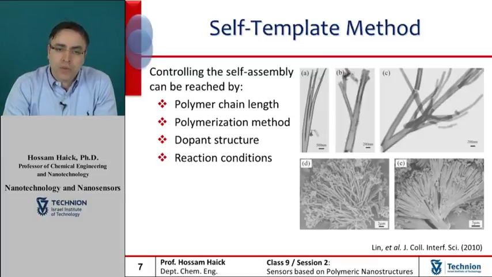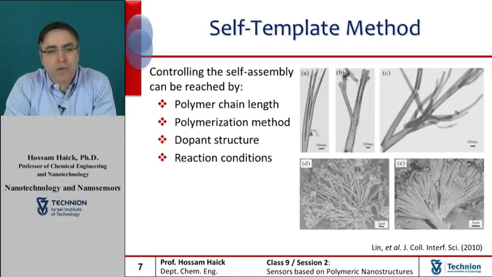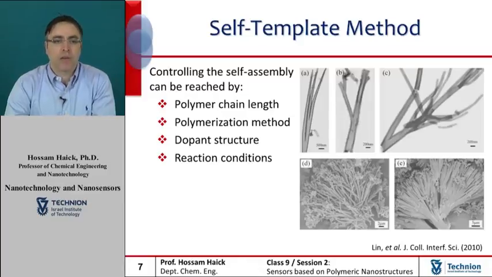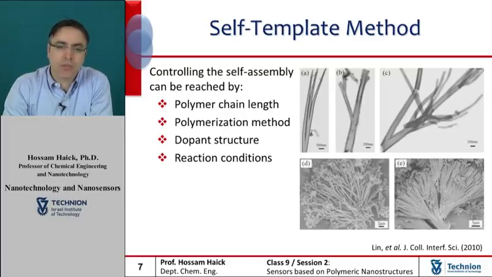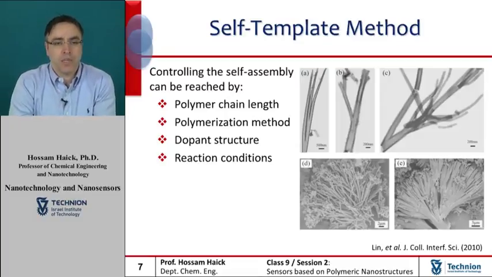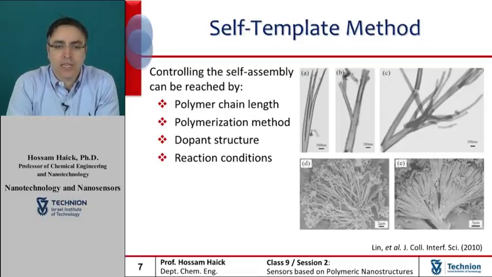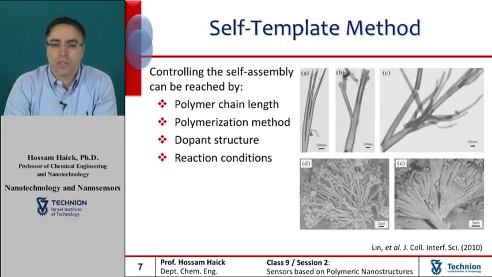The figure seen on the screen shows conductive polymer nanotube junctions and their aggregated dendrites fabricated using the non-templating or self-assembly method. In panels A to C, one can see transmission electron microscopy images of polyaniline nanotubes. In panel D, one can see a scanning electron microscopy image of polyaniline nanotube junctions, and in panel E on the screen, one can see the SEM image of polypyrrole dendrites.